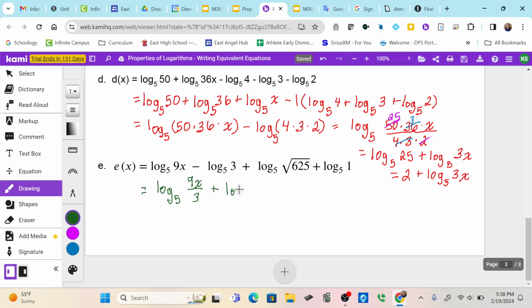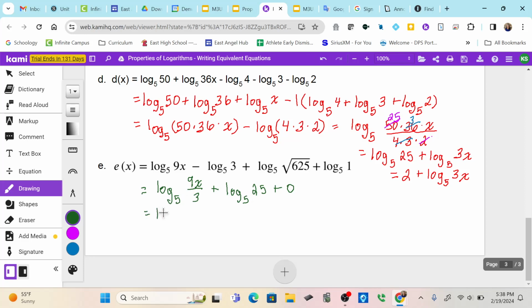log base 5, and let's see if 625 is a perfect square. So the square root of 625 is 25. So we have log base 5 of 25 added to log base 5 of 1. Well, the power of 5 that equals 1 is 0. So log base 5 of 1 is 0. So we're going to end up looking like we're not adding anything on the end there.